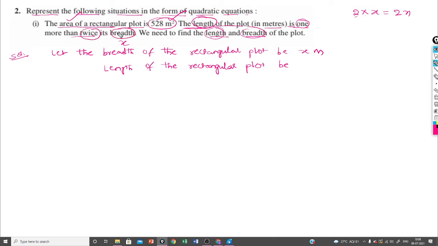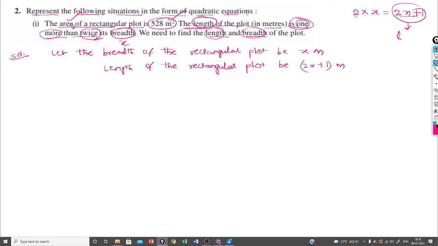Twice its breadth, so 2 times the breadth is 2x. In that, one more will be there. Compared to twice the breadth, an extra one will be there. So this will be the length. So length will be 2x plus 1 meter. Now both the unknown quantities are expressed in terms of x.